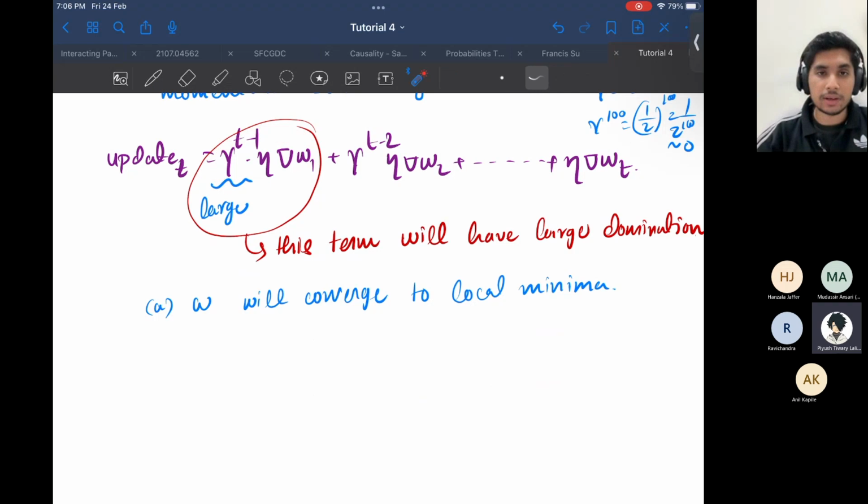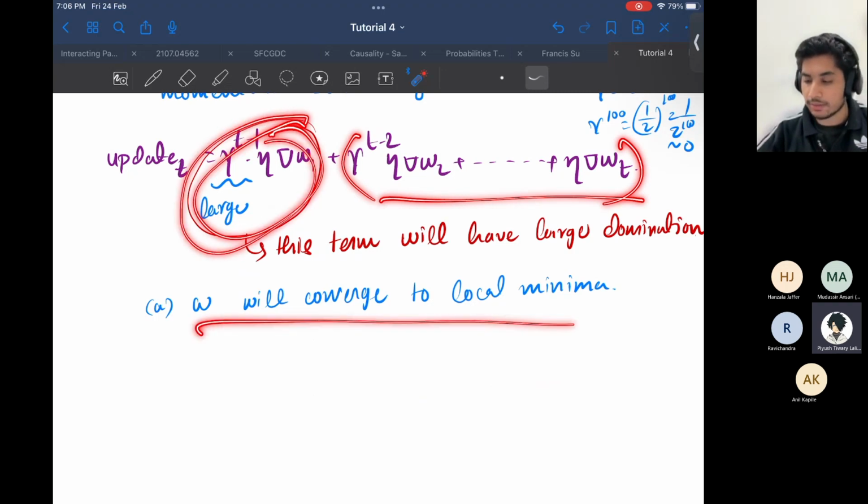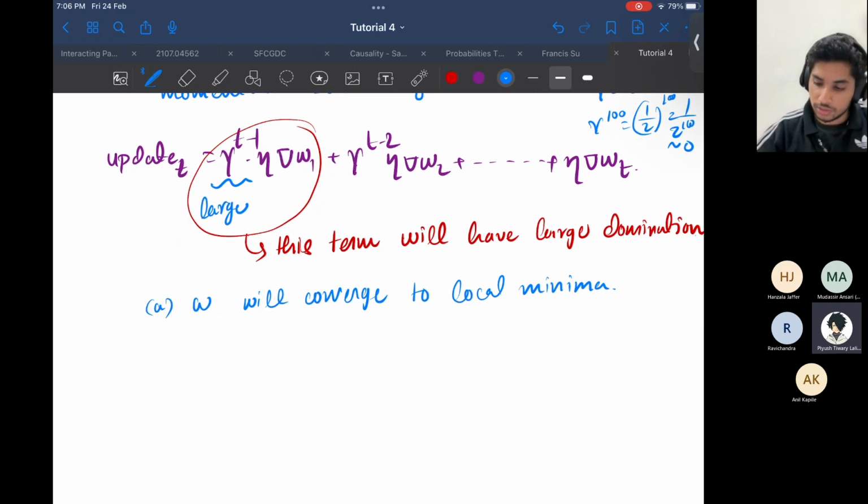All we know is that this term will have a lot of domination. This will be the dominant term. We can maybe ignore all the other terms and just use this term. However, this does not ensure that I will go to a local minima. So this is clearly a wrong statement. We don't have enough evidence for this.